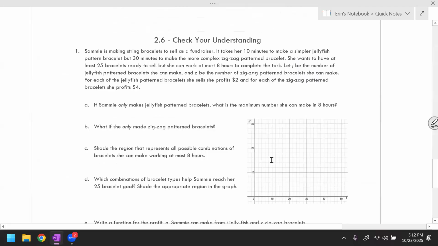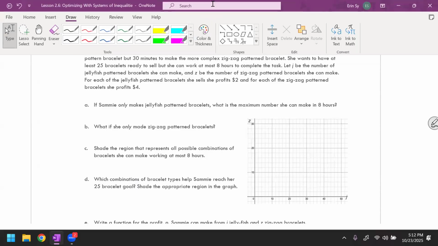So Sammy's making string bracelets to sell as a fundraiser. It only takes her 10 minutes to make a jellyfish bracelet, but 30 minutes to make a zigzag bracelet. Now she wants to have at least 25 bracelets ready to sell, but she only has 8 hours to actually work. J is the number of jellyfish bracelets, Z is the number of zigzags, and her jellyfish bracelets sell for $2. Her zigzag ones sell for $4. So already we can see both constraints and an objective function.